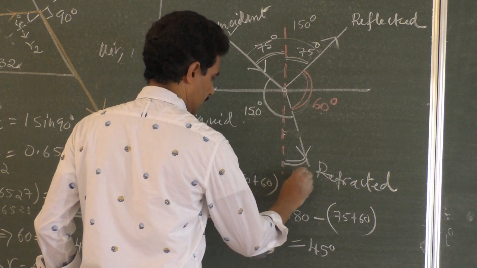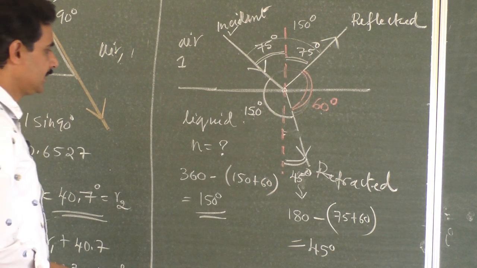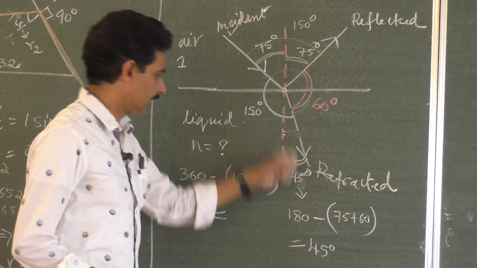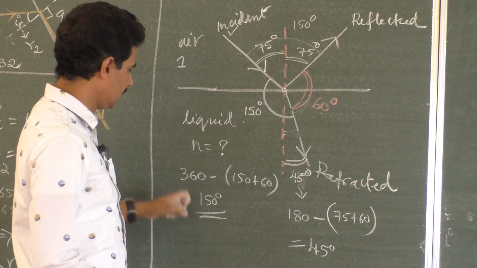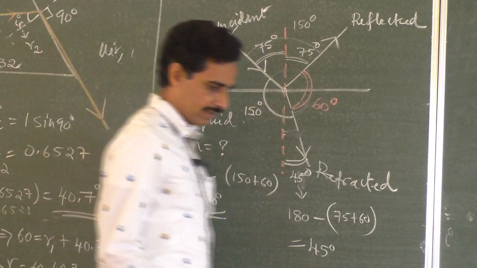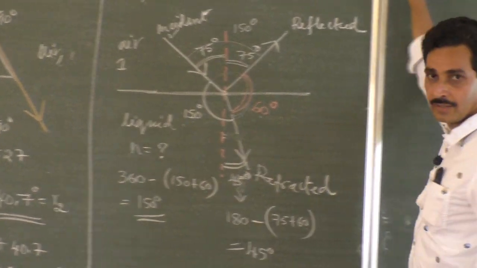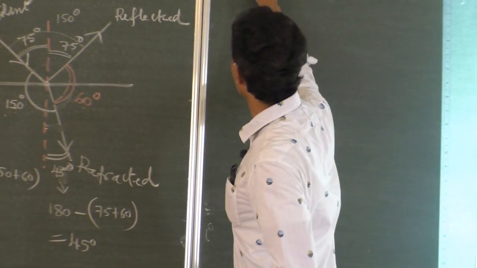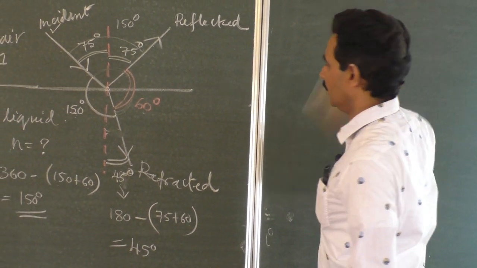So we have got the angle of incidence, we have got the angle of refraction. Only the refractive index of this medium is needed, that is missing. Snell's law, n1 sin i is equal to n2 sin r, that is enough. So I will write it here: n1 sin i is equal to n2 sin r.